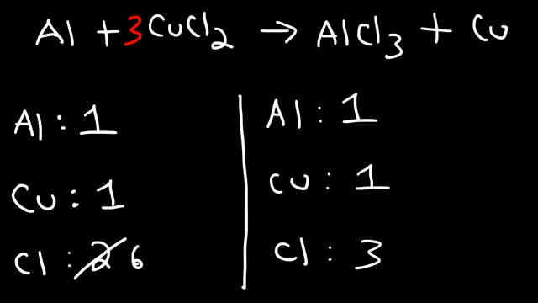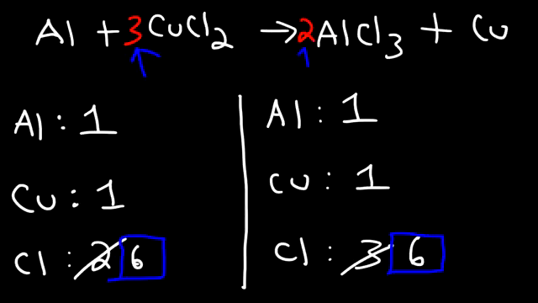Now, on the right side, we need to put a 2 in front of AlCl3, because 2 times 3 will also give us 6. Now, the number of chlorine atoms are the same. But by adding these numbers, the number of copper atoms and aluminum atoms changes. So on the left side, we no longer have 1 copper atom. We have 3 copper atoms. On the right side, we no longer have 1 aluminum atom, but we have 2 aluminum atoms.